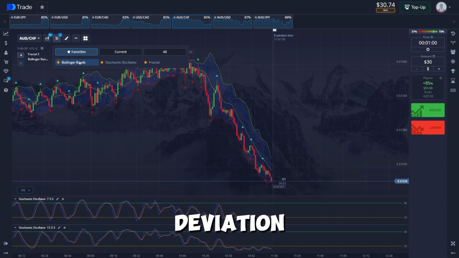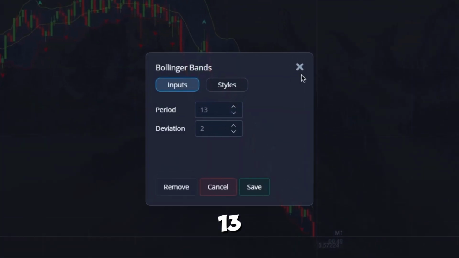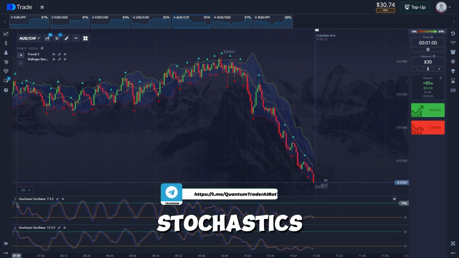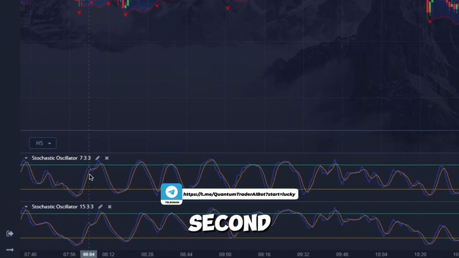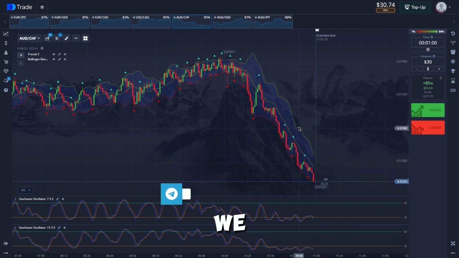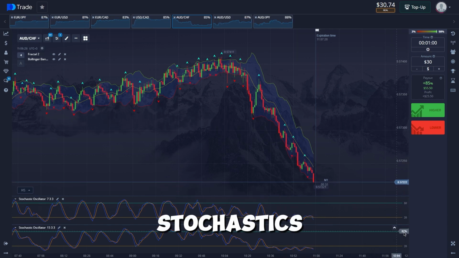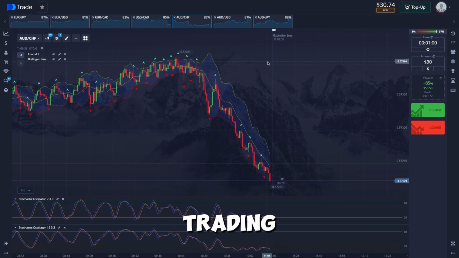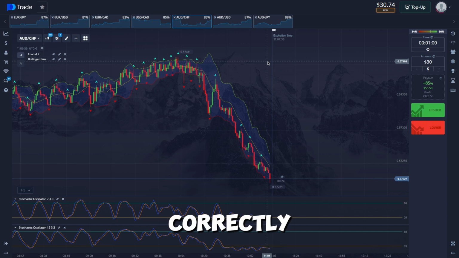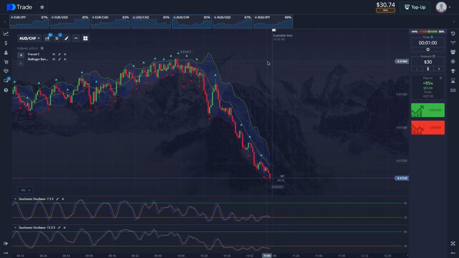According to the settings of the Bollinger Bands, we set the deviation to 2 in the period 13. We leave the fractal with default settings. We have stochastic, one of the stochastics with a period of 7, the second with a period of 15. Oversold and overbought areas: we leave 20 and 80 on both stochastics, and I suggest you start trading. And after my trading campaign, you will understand how to navigate correctly when trading using this strategy, and how to open trades correctly. Actually, let's get started and select the first entry.